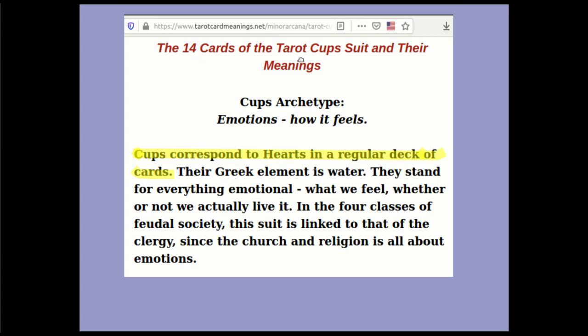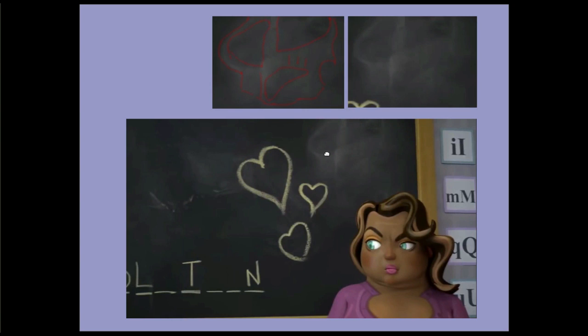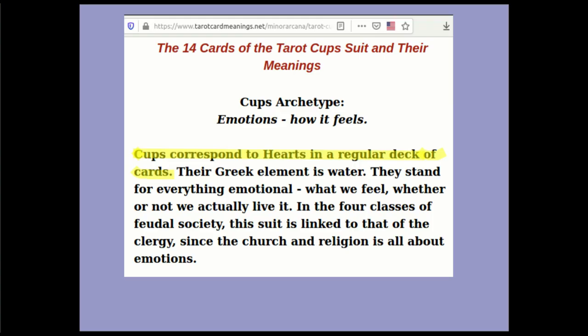And in the tarot cards, one of the suits is the cups suit. And it relates to the emotions and how everything feels, right? So this is where you get passions like love and so on. Cups correspond to hearts in a regular deck of cards. What we're looking at is the Two of Hearts and the Three of Hearts in the tarot deck, which means the Two of Cups and the Three of Cups. That's very meaningful to these people, okay?